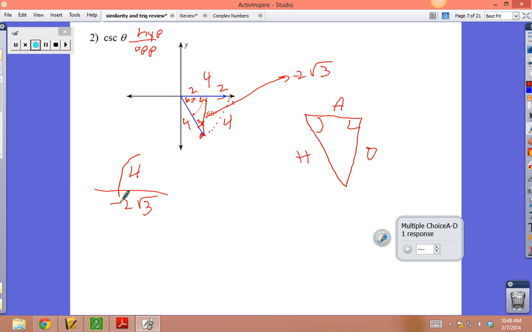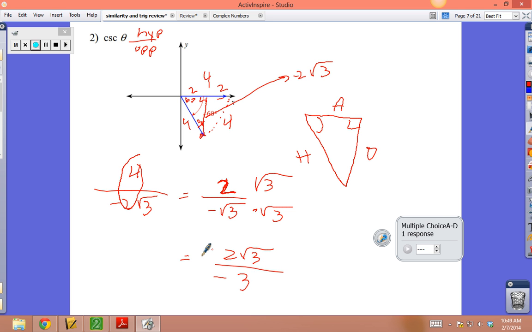And now I'm going to simplify. 4 halves, 4 divided by 2, that's the same as 2 over negative square root of 3. And I can't have a square root on the bottom, so I'm going to multiply this by square root of 3, top and bottom. So at the end of the day, you should end up with 2 square roots of 3 on top, and a negative square root of 9 on the bottom. Square root of 9 is just 3. So you should end up with 2 square roots of 3 over negative 3.